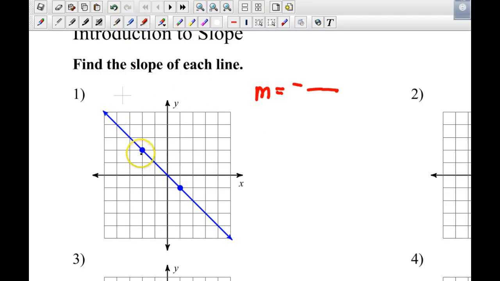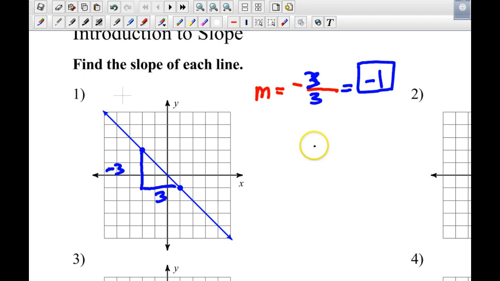Okay, then go ahead and count the rise. It's down 3, so that's the negative part, negative 3. And then the run is positive 3. So negative 3 over positive 3 equals negative 1. And that will be the final answer. So just box negative 1.